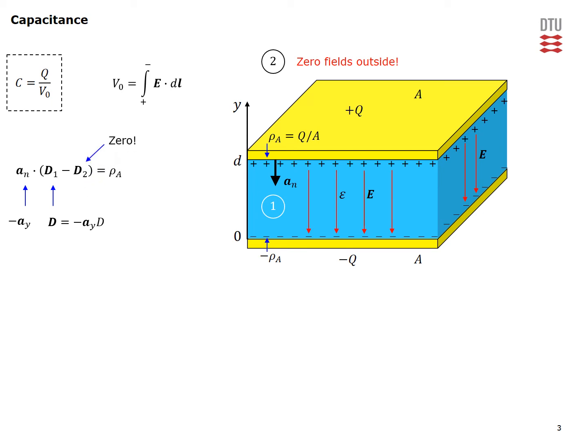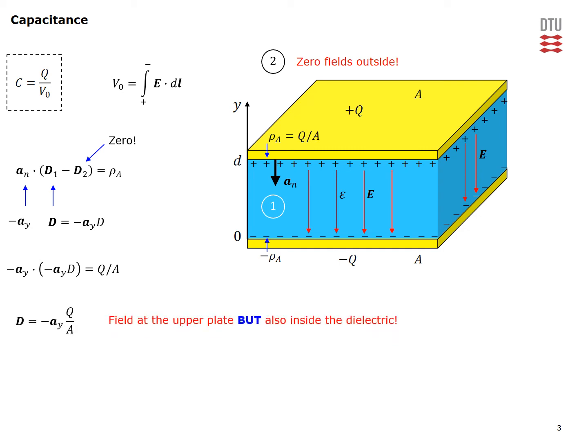Because of what I just said, the D2 field will obviously be equal to 0, and when we plug these ingredients in this boundary condition, this is the result that we get. On the right hand side, we have the free surface charge density, which is the total charge divided by the surface area. Here we have this unit vector, which dotted with that unit vector will give you unity, so you can actually see what the magnitude of the D field is.